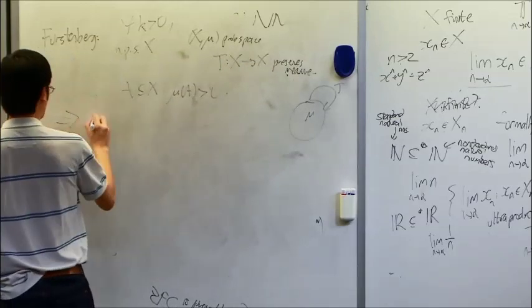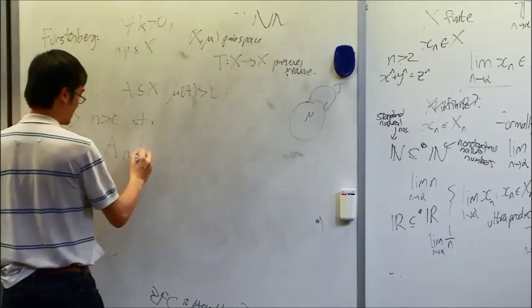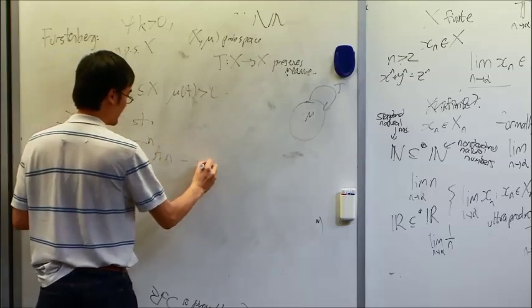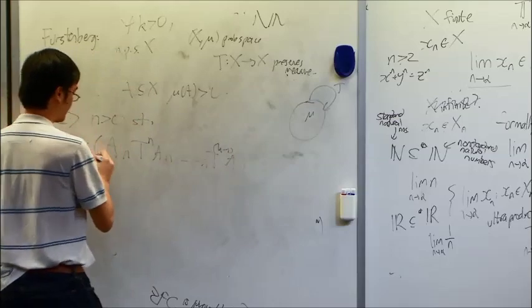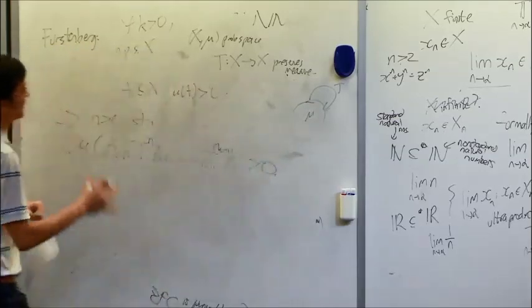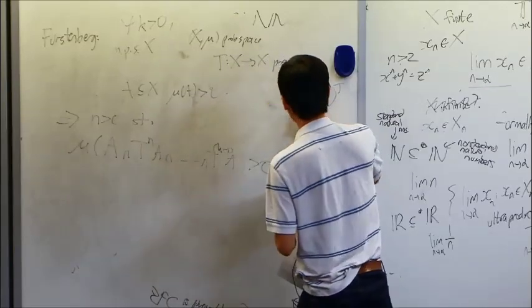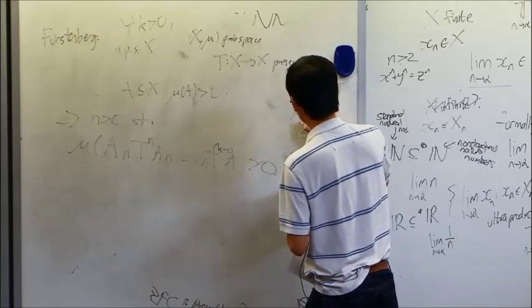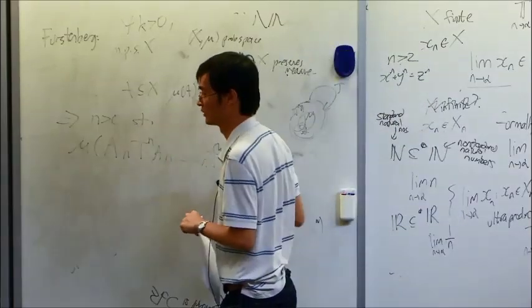Then you can find a positive number n such that A, the shift of A, and the shift of A a few more times, also has positive measure. So given any set A, it's possible to shift it again and again so that the intersection still has positive measure, and in particular it's non-empty.